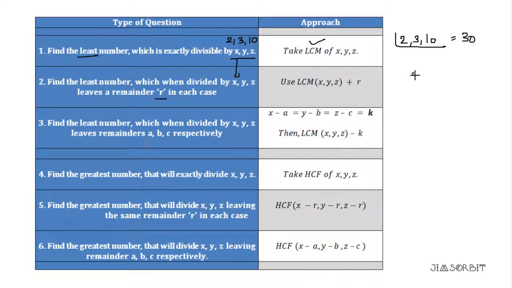Suppose it was 30, so 30 was completely divisible by 2, 3 and 10. Now we are saying no, you need some remainder. Suppose the remainder has to be like 5. So if you need 5 to be the remainder, you should have more than this. So the answer should have been 35. The rule is simple. Find the LCM and then add the value which you want to get as the remainder.